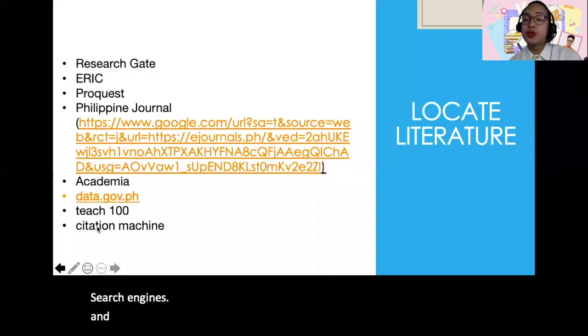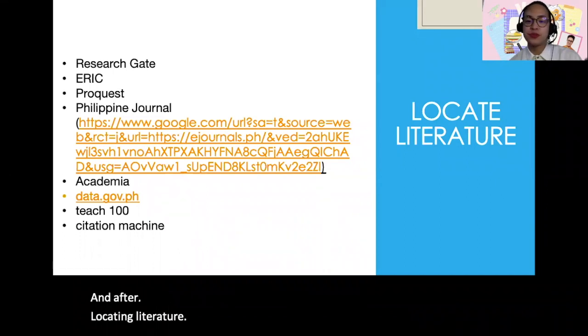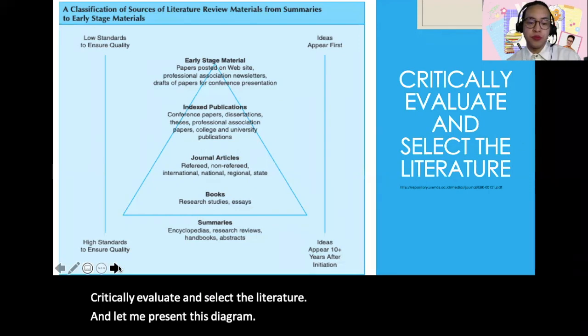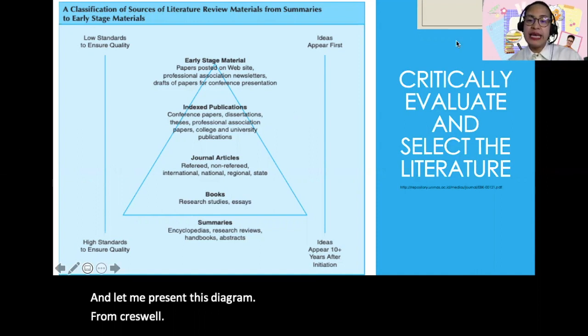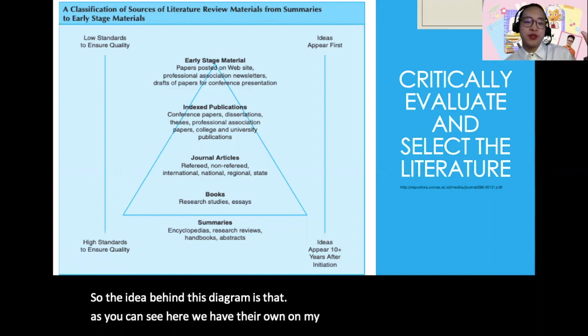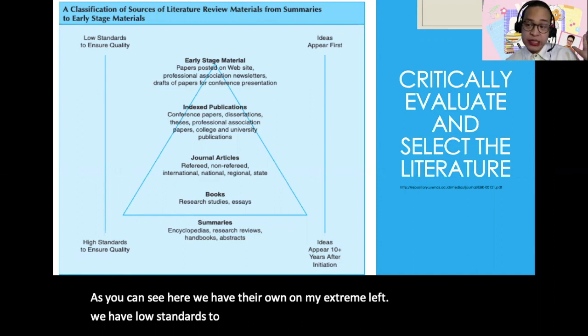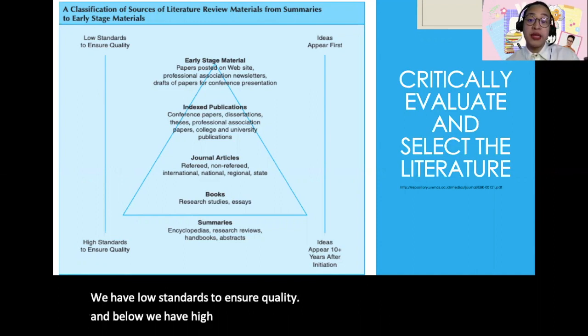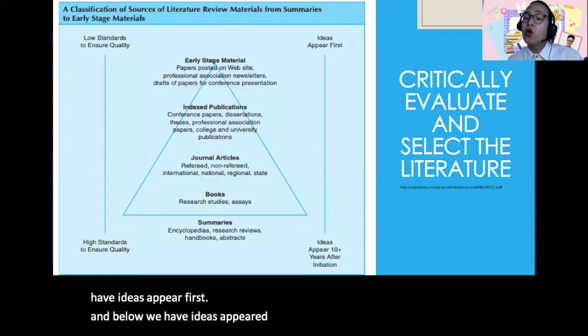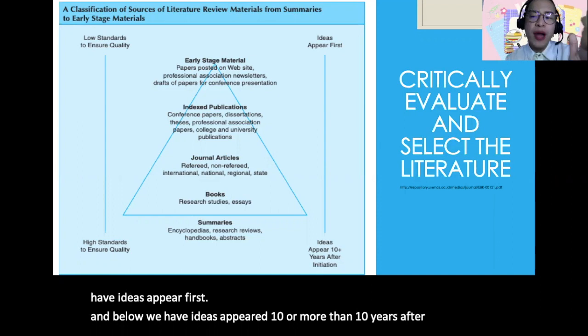And after locating literature, you now have to critically evaluate and select the literature. Let me present this diagram from Creswell. So the idea behind this diagram is that, as you can see here, on my extreme left we have low standards to ensure quality, and below we have high standards to ensure quality. To my extreme right, we have ideas appear first, and below we have ideas appear 10 or more than 10 years after initiation. What is the meaning of this?